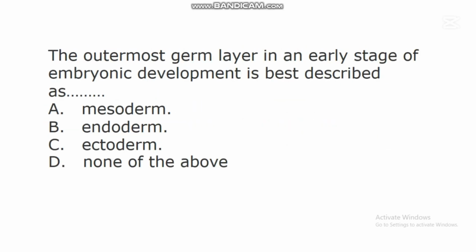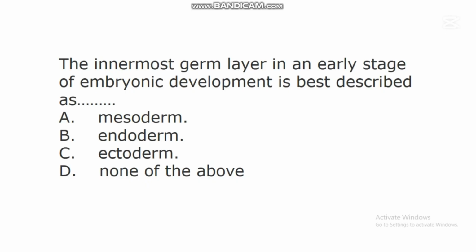The next question says, the outermost germ layer in an early stage of embryonic development is best described as dash. A. Mesoderm. B. Endoderm. C. Ectoderm. D. None of the above. In this question, the correct answer is C. Ectoderm. This ectoderm is the outermost germ layer in an early stage of embryonic development.